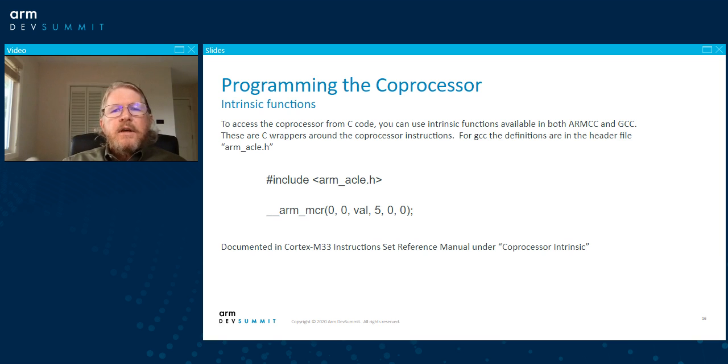And so these definitions are in a header file called arm_acle.h. And if you include that, you'll get a number of functions which will be inlined, _arm, and then the name of the instruction, followed by a list of parameters. And here we'll be able to use C variables and call this directly. What goes on in that header file is it ultimately calls that assembly language instruction. There's a lot more information on this documented in the Cortex M33 instruction set reference manual. Look up coprocessor intrinsics.